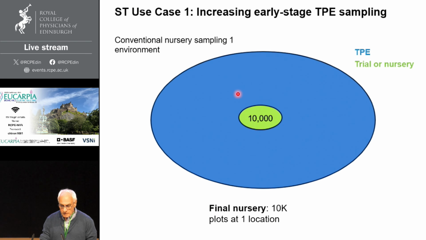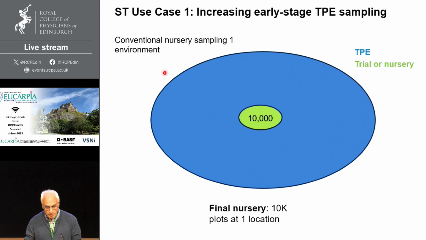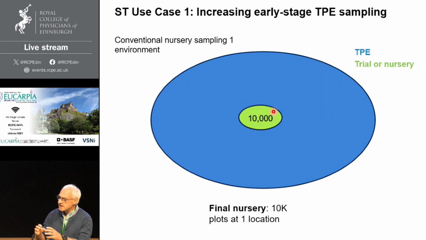So I'll use these blob diagrams here to describe the use case of increasing early stage TPE sampling. The big blue blob is meant to represent the target population of environments. The little green blob is meant to represent a research site that's sampling those environments.